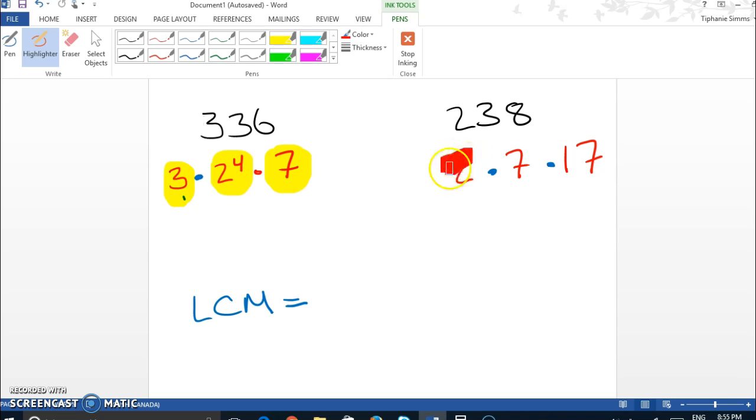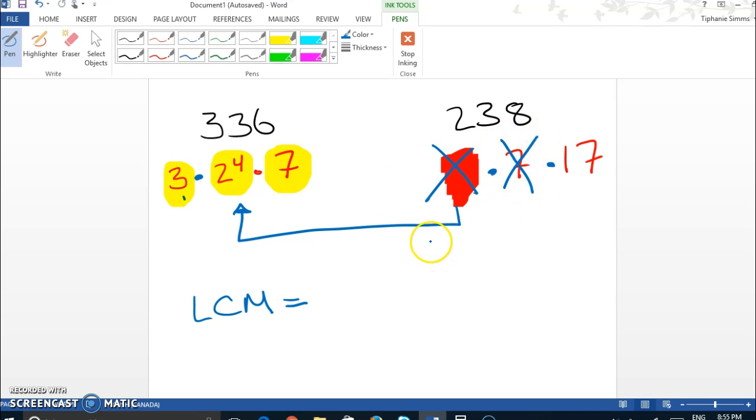Over here, I'm not going to include this 2, because I'm including 2 to the 4 already. Because I'm including a 7, I'm not going to include this 7. I'm not doing any duplicates. So that's the play here. Don't duplicate anything. I don't have a 17 though, so I will include that in my answer.